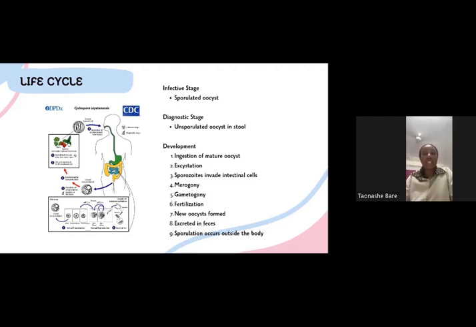In the diagnostic stage, unsporulated oocysts are passed in the stool. These oocysts are not immediately infective and require time in the environment to sporulate and become capable of starting the life cycle again. This sporulation happens outside the body, which emphasizes the importance of environmental factors in the spread of infection. Understanding these stages helps us pinpoint where interventions can be most effective, whether it's in preventing ingestion or managing environmental conditions to reduce sporulation. Next, I'll pass on to the next person.